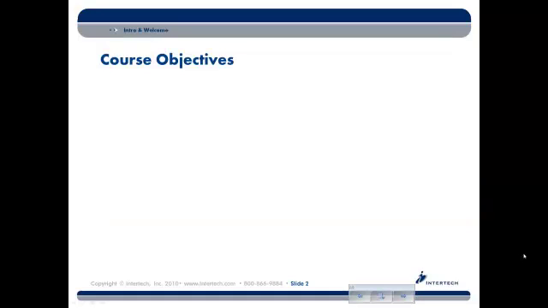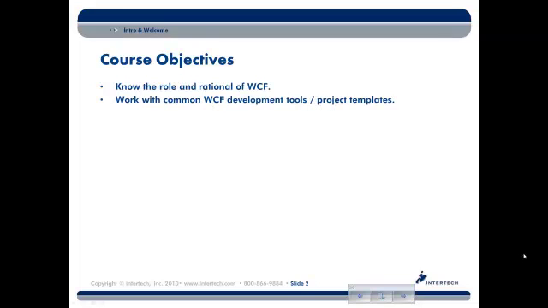So the objectives of the course begin by making sure people really understand exactly why Microsoft created WCF in the first place. What problems does it try to solve? We'll be talking about a bunch of common development tools and project templates that we find in the SDK as well as Visual Studio.